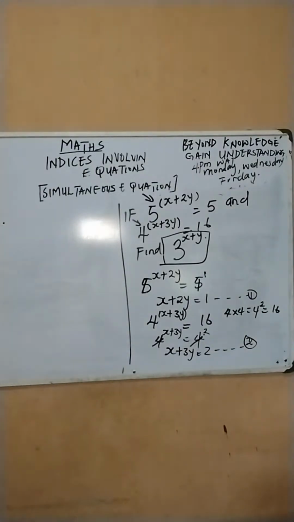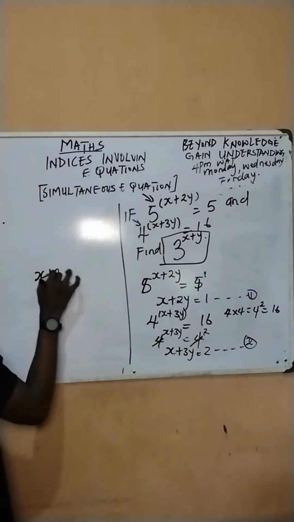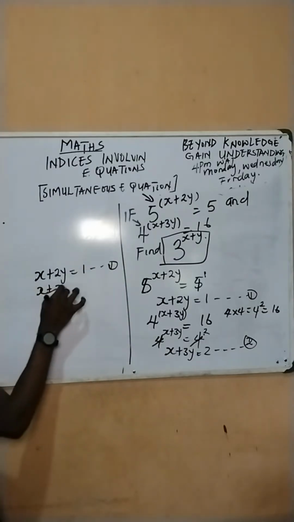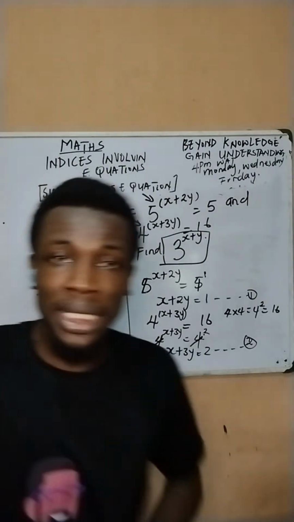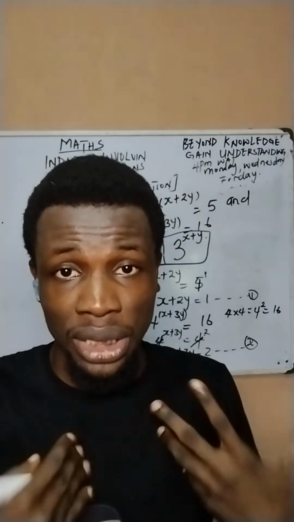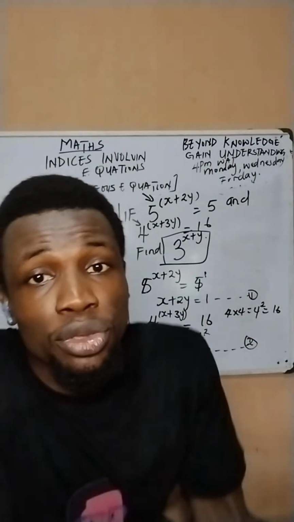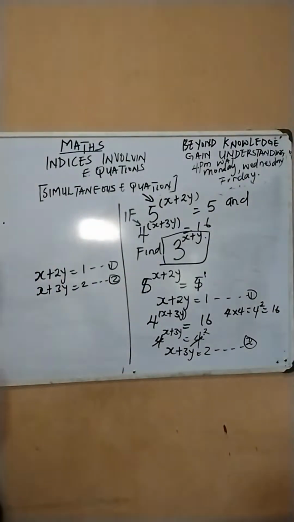So to write this better, the first equation, which is x plus 2y equals 1, is my equation 1, and x plus 3y equals 2 becomes my equation 2. So this is now looking plainly like a simultaneous equation. So what do you think I'm going to do here? Apply the method of solving simultaneous equations and then get the answer. That's basically what I'm going to do here. So how do I do that?